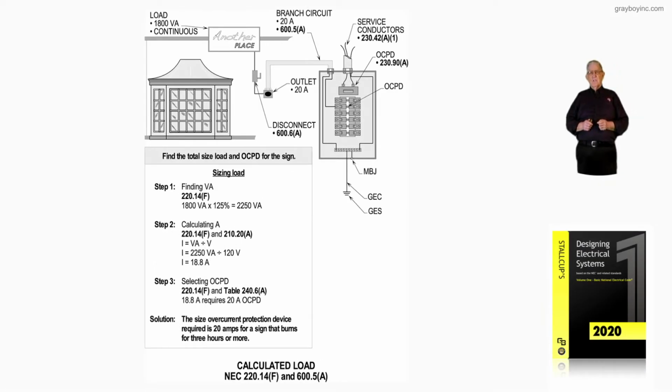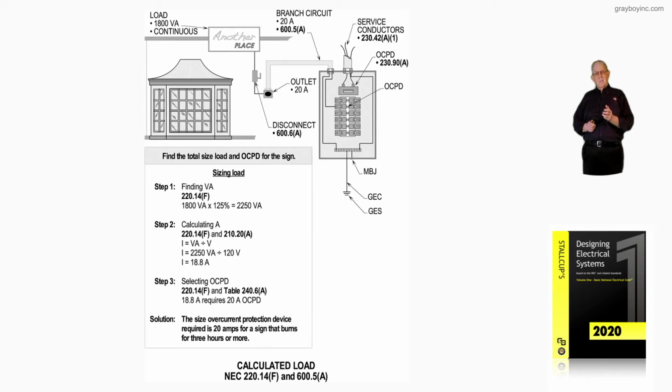Now, this illustration deals with calculating the load for a sign. Notice the load on the sign is 18 VA continuous. There's a 20 amp branch circuit required by 600.5A for any commercial building where you have access, like grade level access into the area.